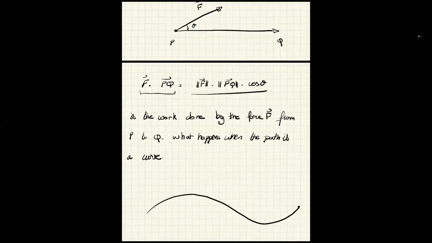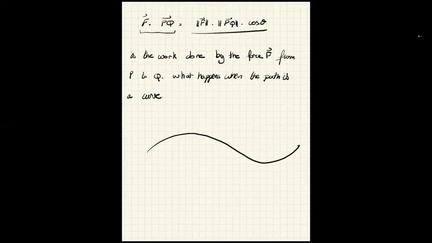Now, this is quite cool, but what happens if it's a bit more complicated than that? What happens if it's a curve, and by curve I mean something that is not a line. A line is a curve, but it's a basic curve. So what happens if the path is a curve? But not only that, if the force also is variable, which means that I have a vector field.